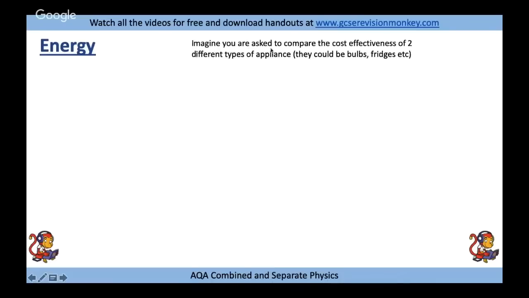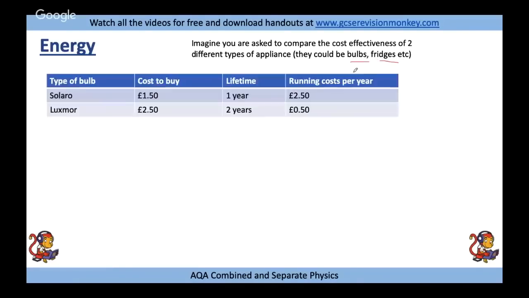Okay, a little bit more about energy then. So imagine you were going to be asked to compare the cost effectiveness of 2 different types of appliance. So it could be bulbs, it could be fridges, could be anything else. Now they love asking about cost effectiveness. So let's have a look at this data here.